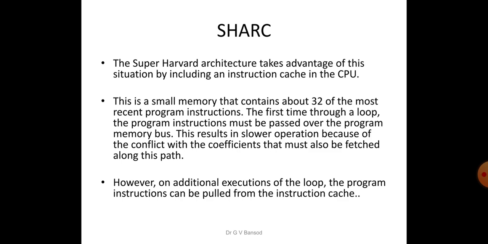So what is this instruction cache memory? It's a small memory that contains 32 of the most recent program instructions. It stores 32 program instructions, which takes load off the data memory, and it helps the CPU core execute those 32 most recent instructions efficiently. So the program instruction can be pulled from this instruction cache instead of moving from program memory to data memory. Instead of having a conflict, I can use this instruction cache in an efficient way.